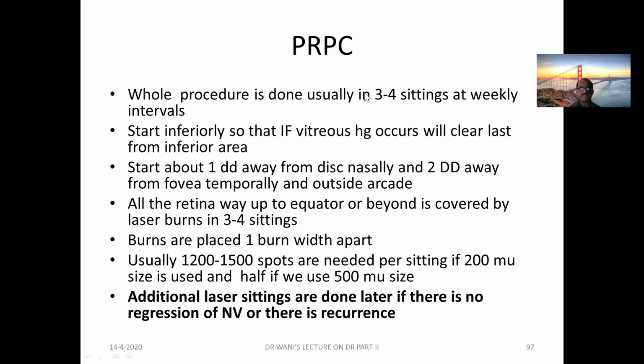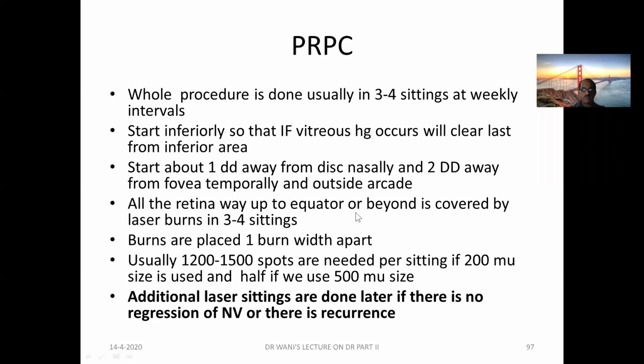The whole procedure is done in 3 to 4 settings. We start inferiorly so that if there is any vitreous hemorrhage, it will clear last from the inferior area. So we want to finish the inferior area first. We usually start 1 disc diameter away from the disc nasally and 2 disc diameters away from the fovea temporally. And we start from outside the arcade.